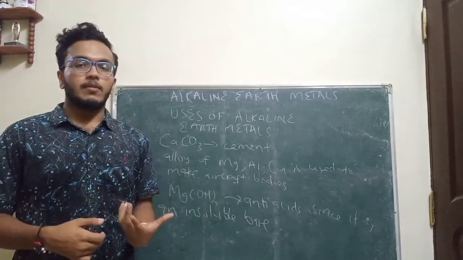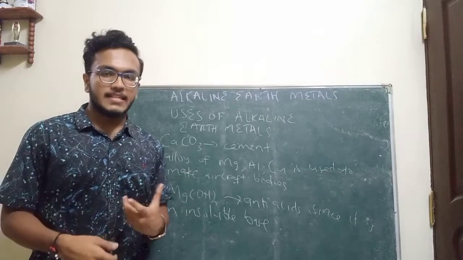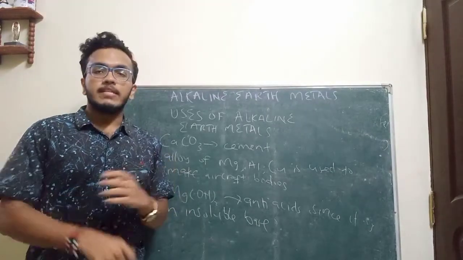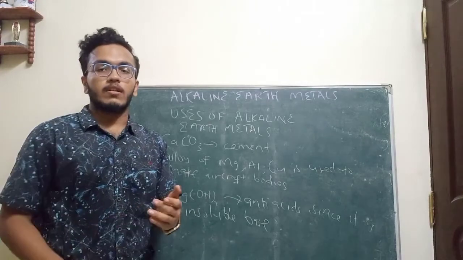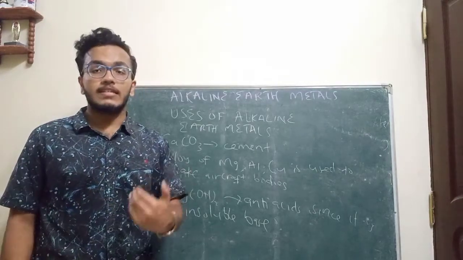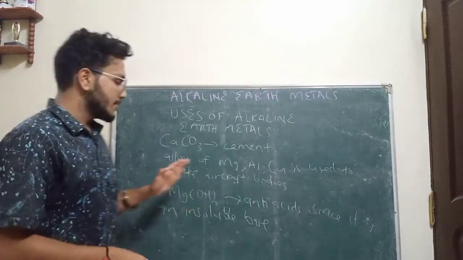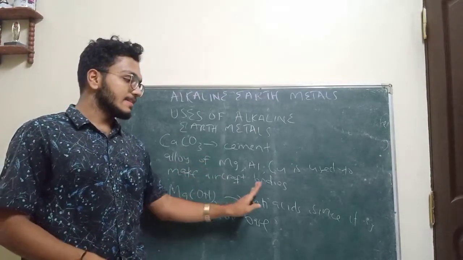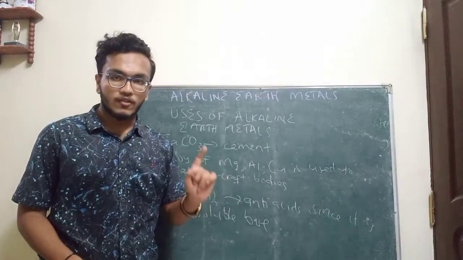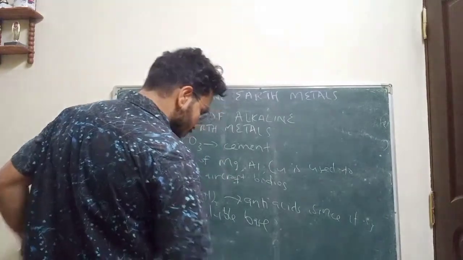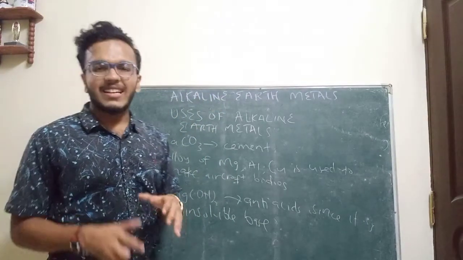Let's say that we have a bee sting. The question of bee sting, you may have seen it in Form 1. When a bee stings you, you feel irritation due to an acid. What do you take? Magnesium hydroxide. Since it is used in antacids, it is an insoluble base. It neutralizes acids. That brings us to the end of alkaline earth metals.